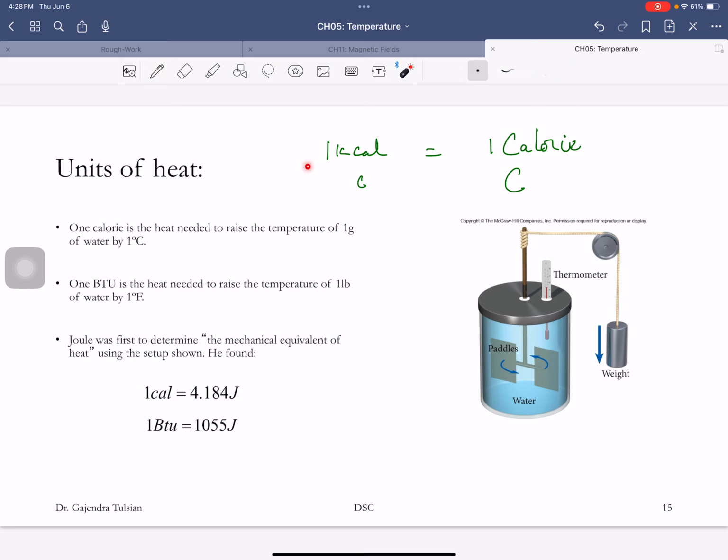But in this course, we'll always write kilocalories. A kilocalorie is 1,000 calories. And again, 1 calorie is the heat needed to raise the temperature of 1 gram of water by 1 degree Celsius. And 1 calorie is 4.184 joules. So we'll use this conversion all the time.